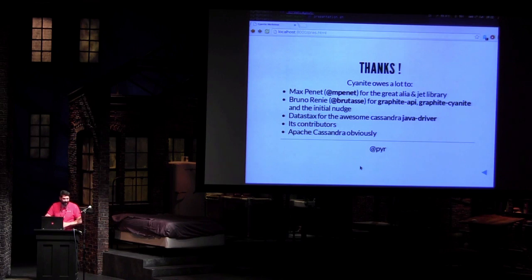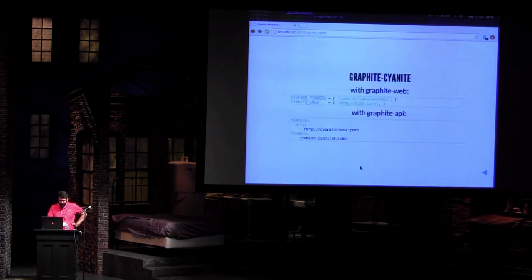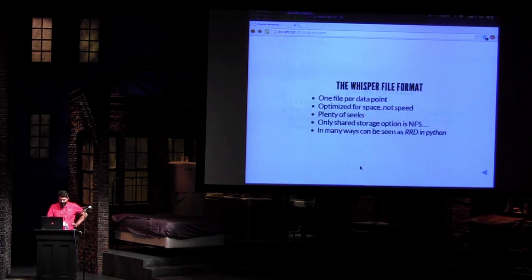Yeah. So I'm kind of curious about, in Whisper, you have the storage schemas configuration where you determine how much you're going to keep for each resolution. I'm wondering how that works in Cyanite, and is it easier to change your mind about how you want to store things over time?